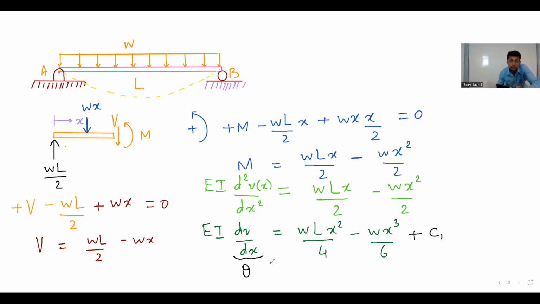Okay, last but not least, you can integrate everything one more time and you will get EI V equal to WL x power 3 over 12 minus W x power 4 over 24. Okay, what is V, by the way? What is the name of V? Deflection, exactly. I'm intentionally repeating for you because I know that you just arrived. Plus C1x plus C2.